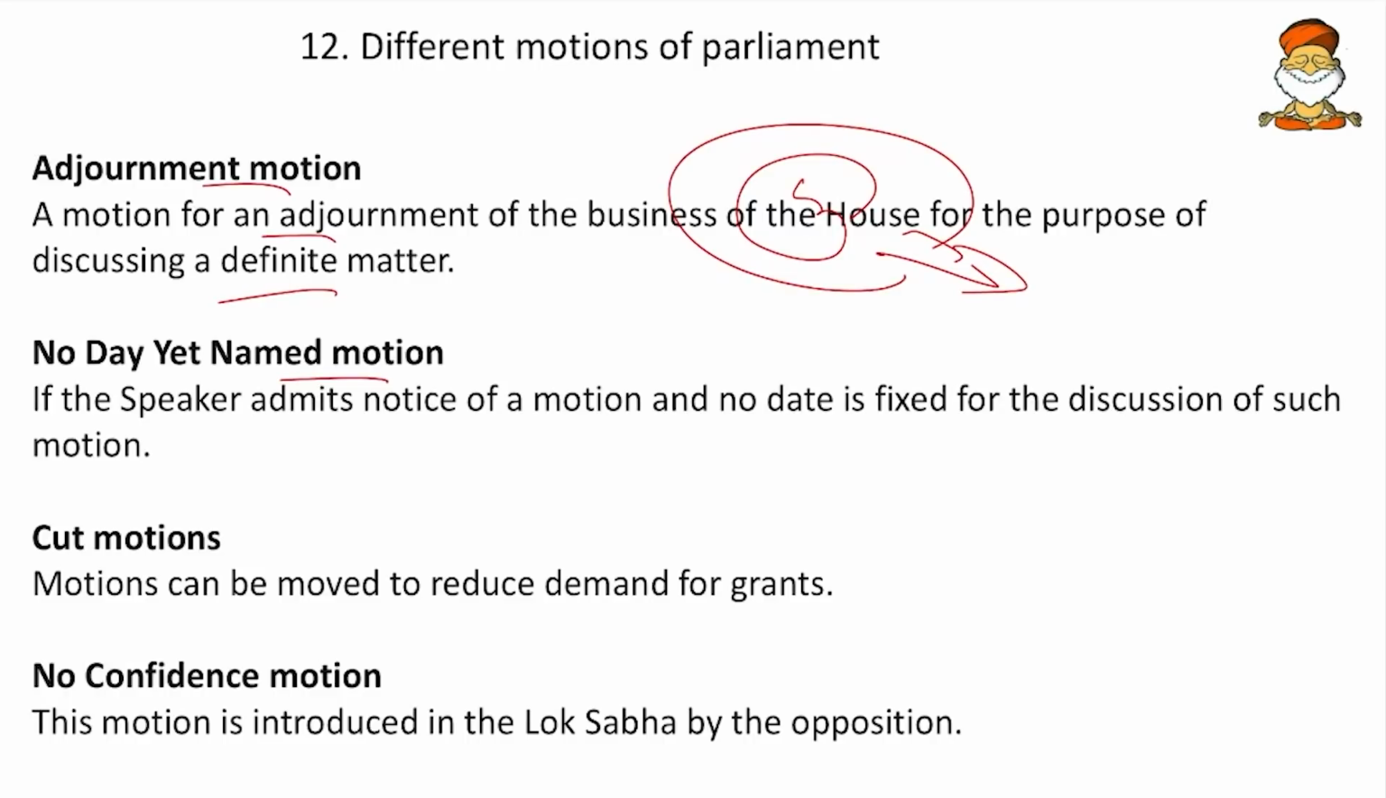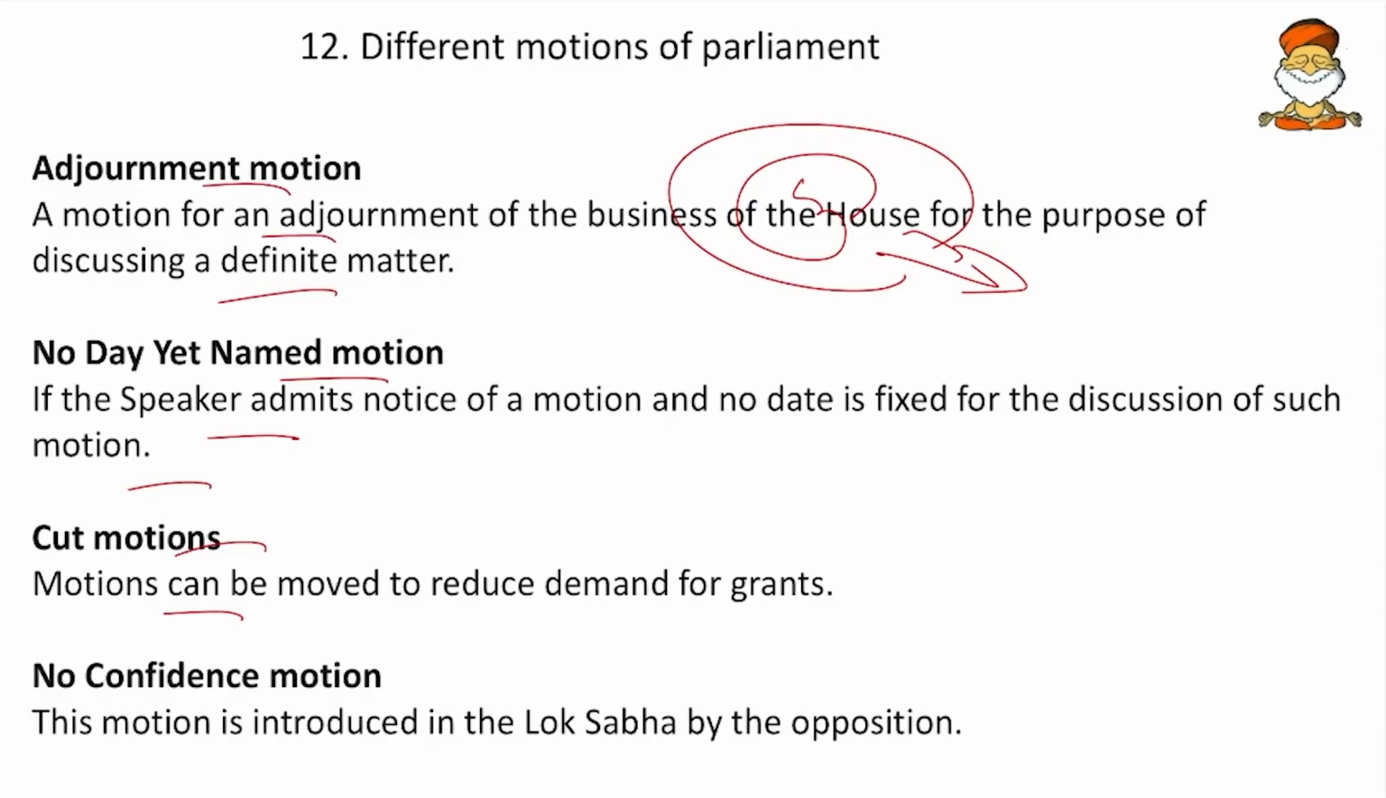Whenever adjournment occurs, the speaker says that this agenda will be taken up on some other day. If that other day is not yet fixed, then a not day yet named motion can be passed inside the house. Now the speaker will be under an obligation to fix the day. So it is a request for the speaker to fix one day for the discussion.